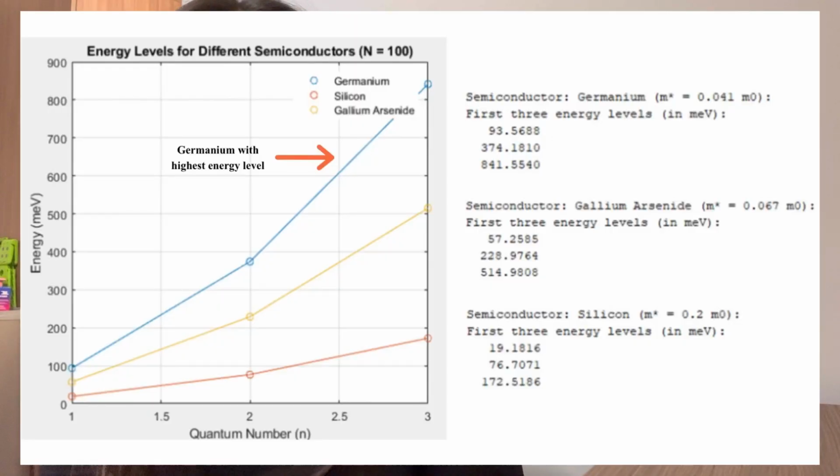As we can see in the image, the effective mass is inversely proportional to the energy level. The higher the value for the effective mass, the lower the energy level, and vice versa.